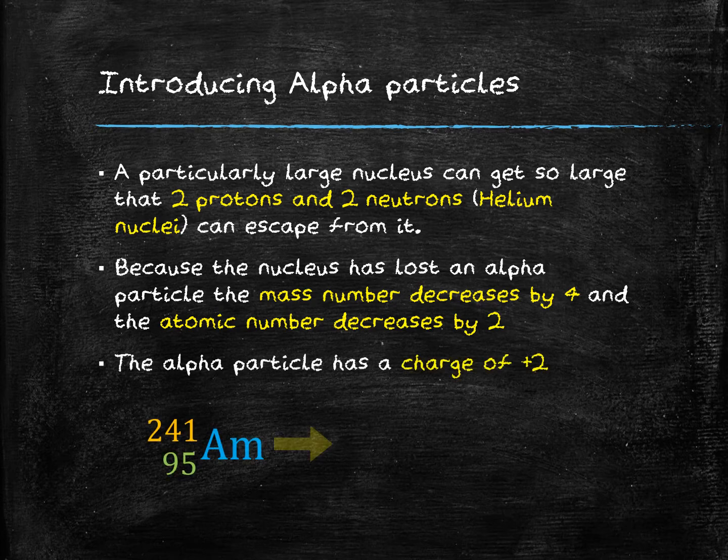The alpha particle itself is going to have a charge of +2 because there's 2 protons in there. So this is an example of the decay. It's what we call the decay equation, and you need to be able to construct these and make sure that they're right or correct.